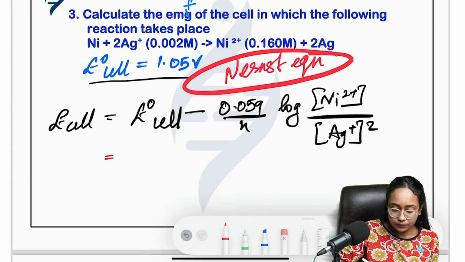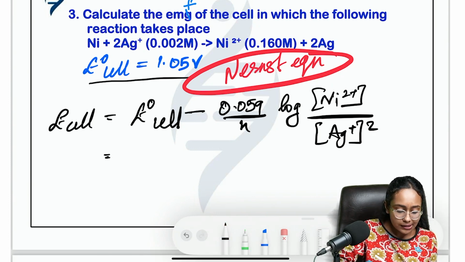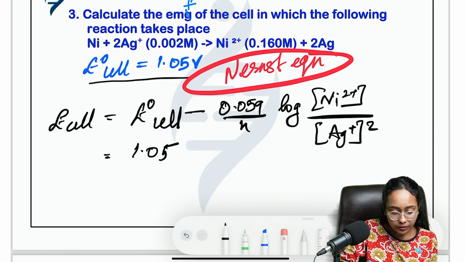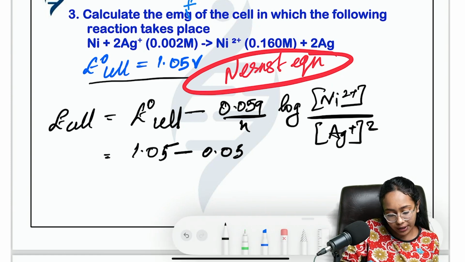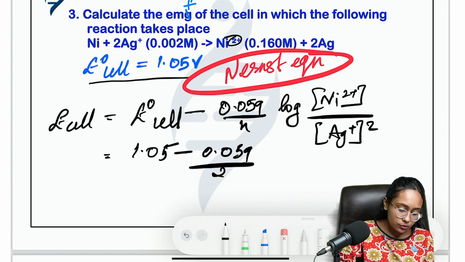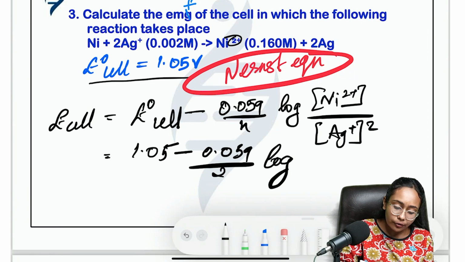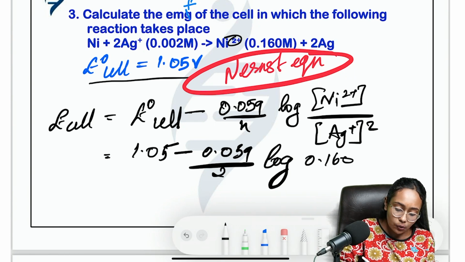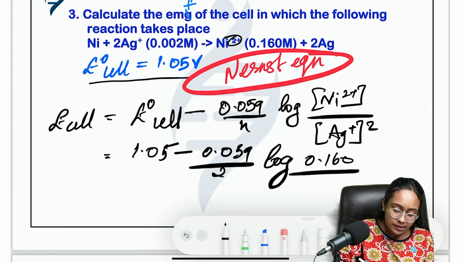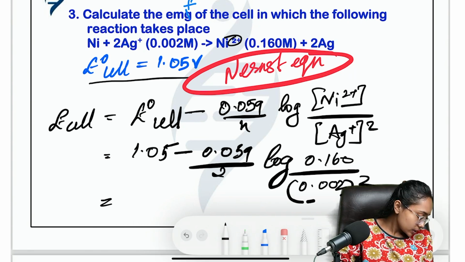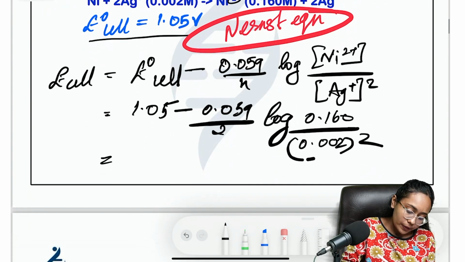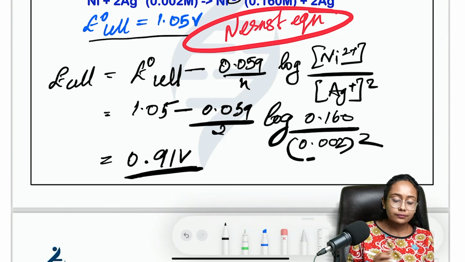So, E naught cell is already given, 1.05, minus 0.059 by n. n is 2 here. Log the concentration of Ni2+, which is given here as 0.160, divided by the concentration of Ag+, given here as 0.002, to the power of 2, and you'll get the answer as 0.91 volt. This is the answer.